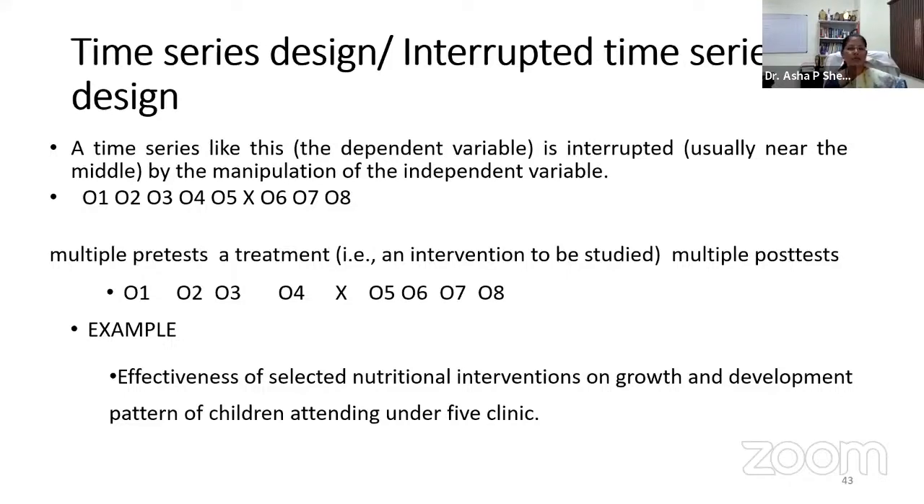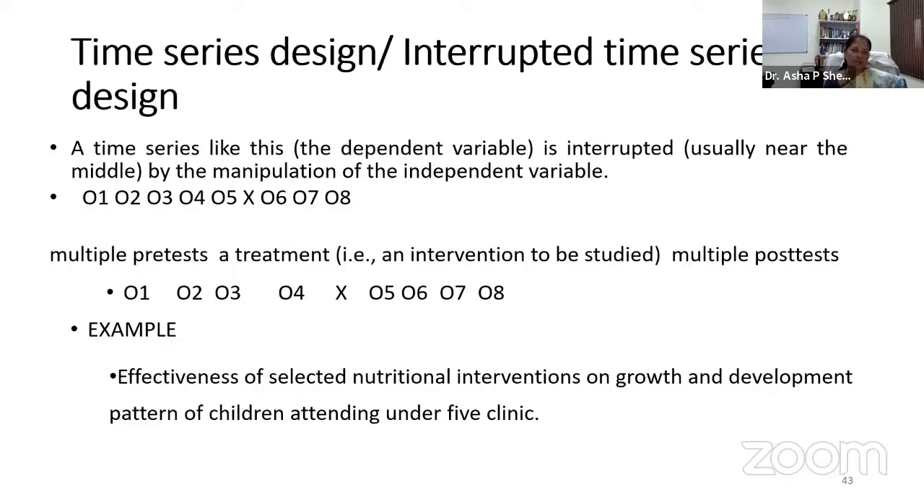For example, the effectiveness of selected nutritional interventions on the growth and development pattern of children attending the under-5 clinic. We can assess the children maybe for one year, then we give the intervention once, then we assess the children's growth and development for another one year.